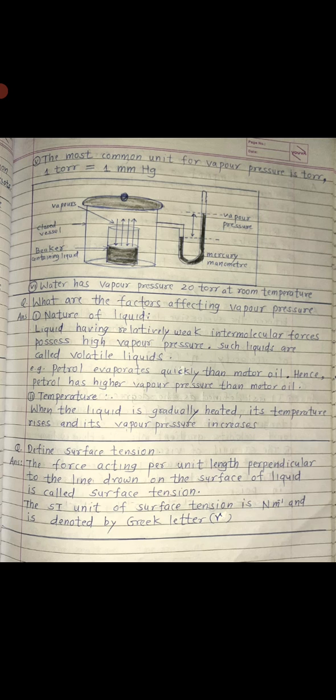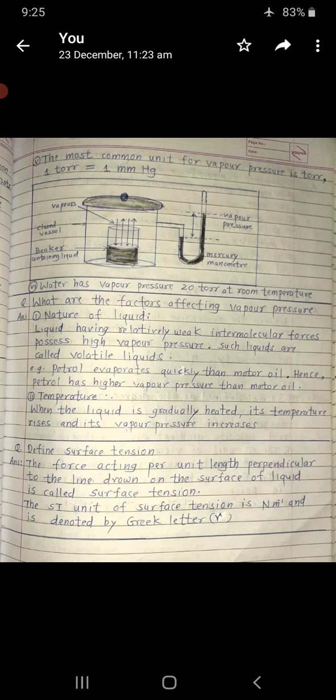Next one, define surface tension. What is surface tension? The force acting per unit length perpendicular to the line drawn on the surface of liquid is called surface tension. The SI unit of surface tension is Newton per meter, and it is denoted by the Greek letter gamma.